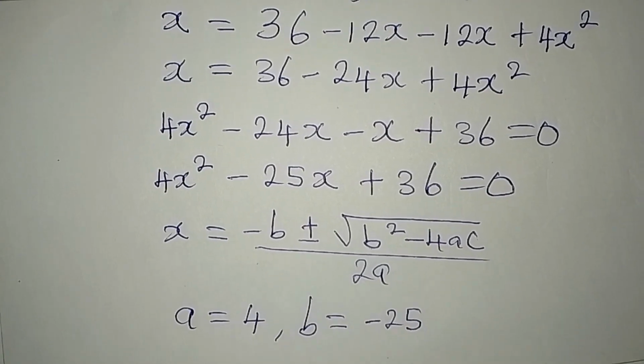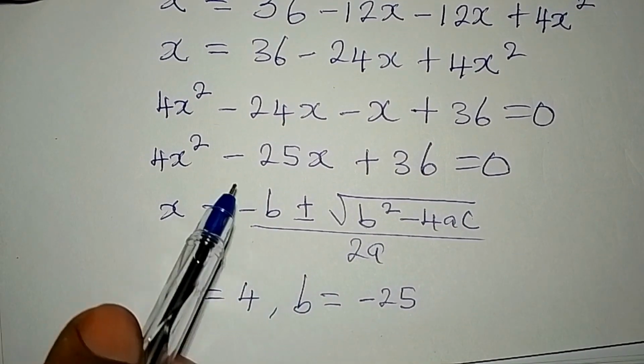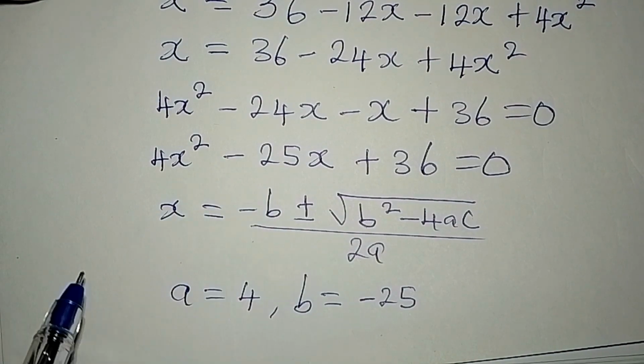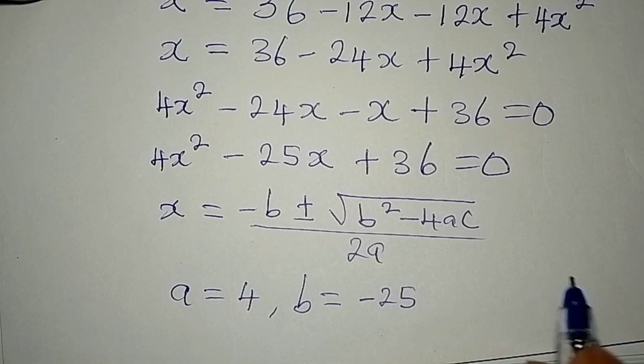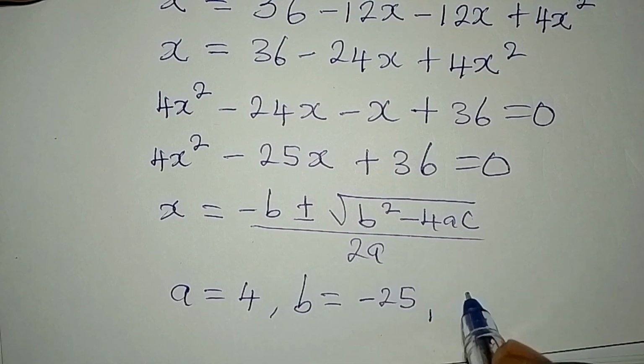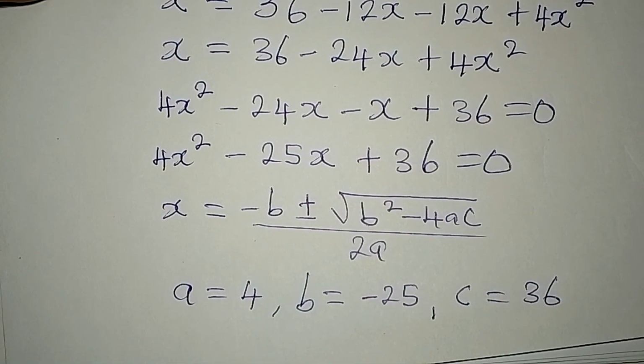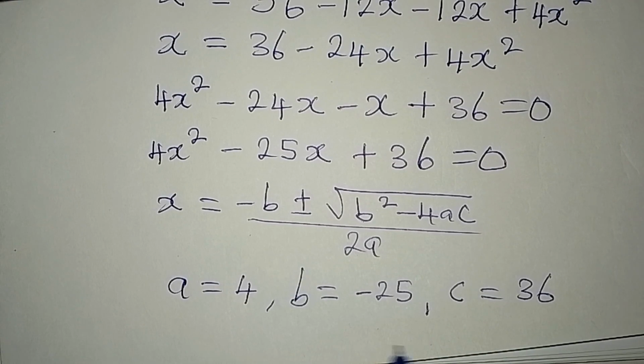Now some students will not pick this negative. They'll just write 25 alone, and that is not correct. So it has to be negative 25. Then our c is 36, right? So let's put this back into this formula right away.